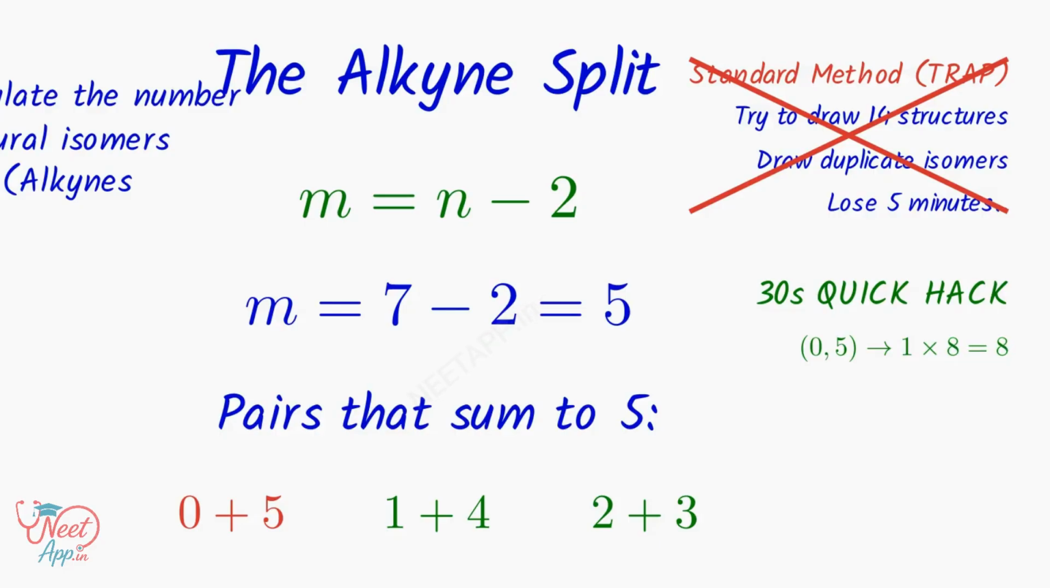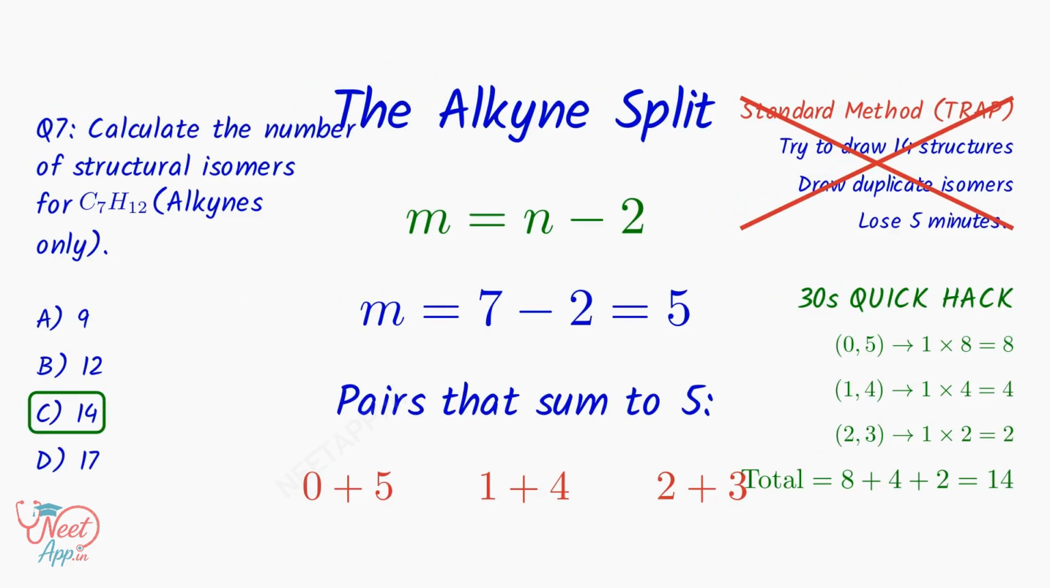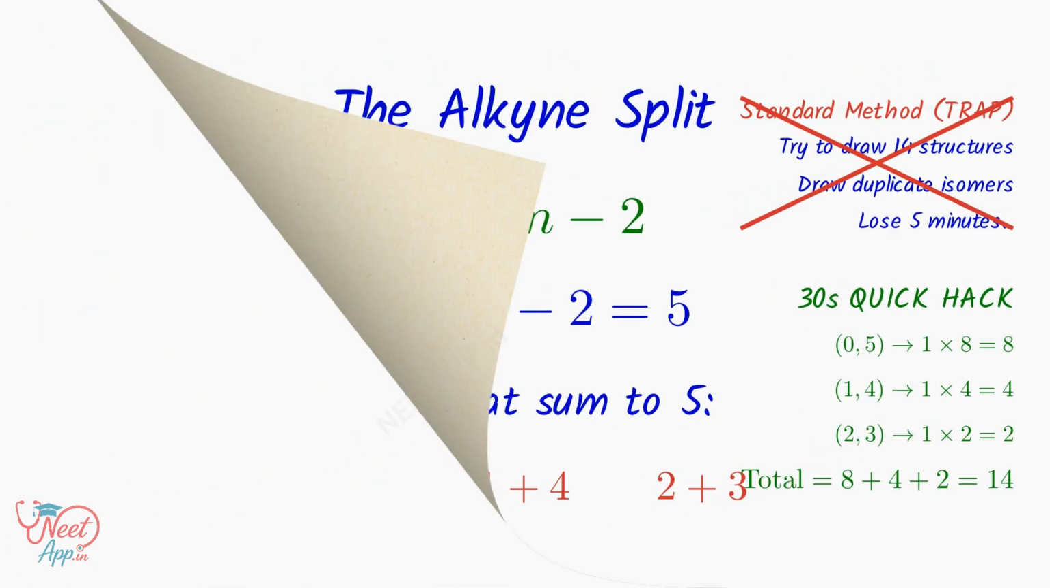Watch the right side. 0,5 gives 1 times 8, which is 8 terminal alkynes. 1,4 gives 1 times 4, which is 4 internal alkynes. 2,3 gives 1 times 2, which is 2 alkynes. 8 plus 4 plus 2 equals exactly 14. Option C is your correct answer. Never draw heptynes, just split the pairs.